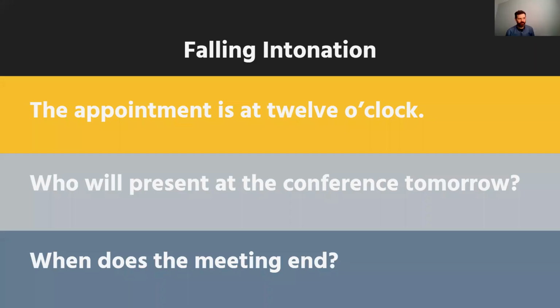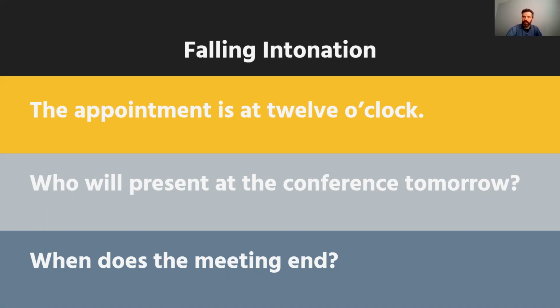Let's look at some examples. The first one is a statement. The appointment is at 12 o'clock. The appointment is at 12 o'clock. And so we get maybe a little bit of a rise before we get to the bottom, but ultimately this is overall a falling intonation pattern. And so this is normal for most statements in English.